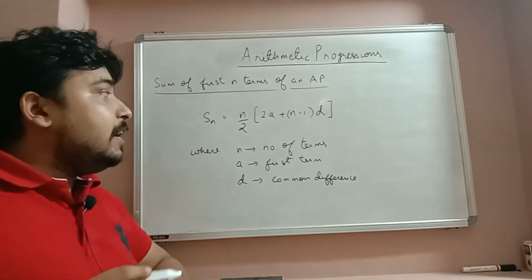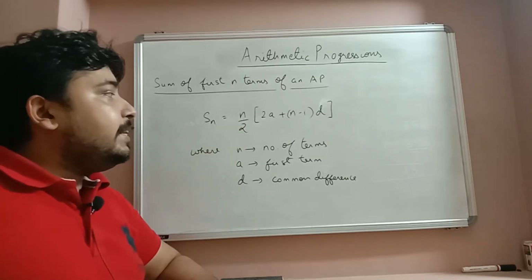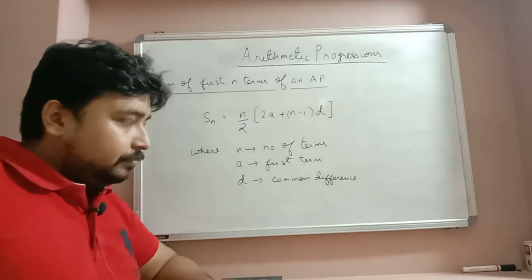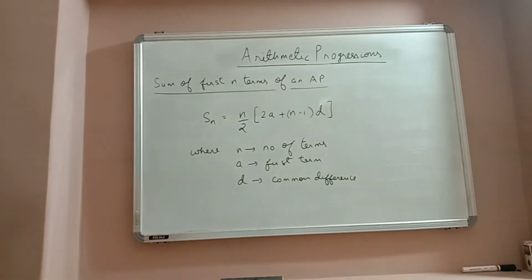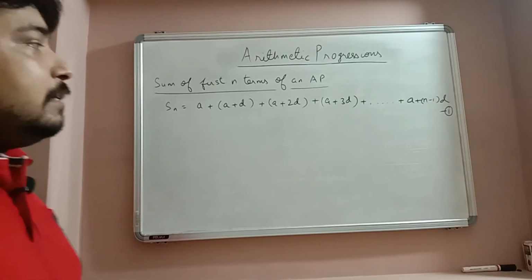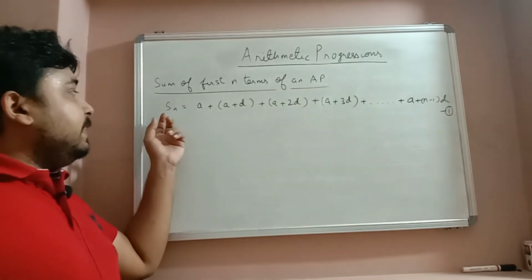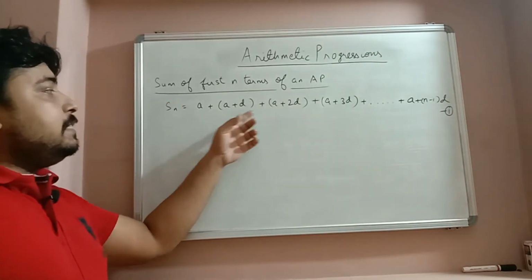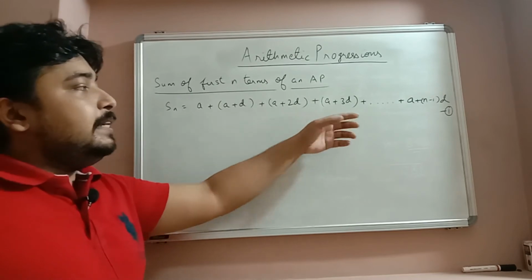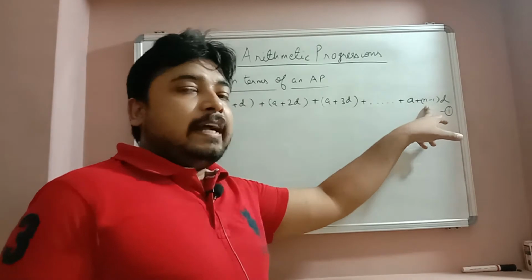Now let us see from where this formula came. Let's see how we can derive this formula. Alright students, let's derive the sum of the n terms of an AP. So we have Sn equals a plus (a plus d) plus (a plus 2d) plus (a plus 3d) up till a plus (n minus 1)d, which is the nth term of that AP.